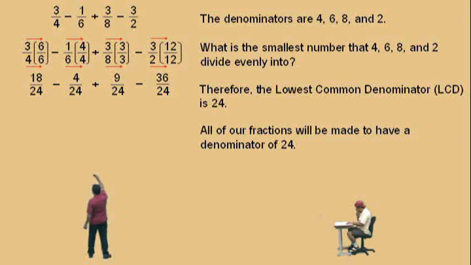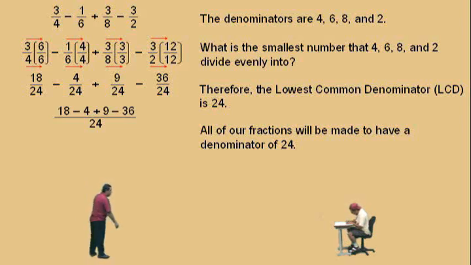Now, we write our fraction bar with a denominator of 24. We put in our numerators with the operations, and we simply got to do 18 subtract 4, plus 9, subtract 36. Don't get scared. This is a tough one. Work left to right, Charlie, so here we go. 18 subtract 4 is what, Charlie? 14. Now, what's 14 plus 9? 23. You got to visualize the number line.